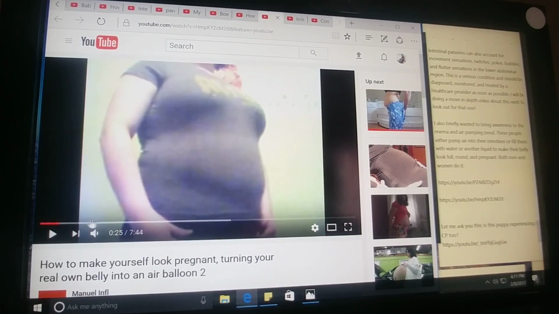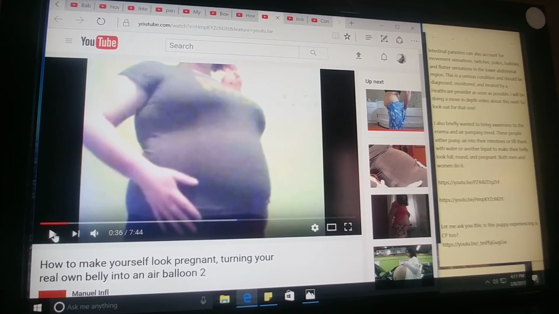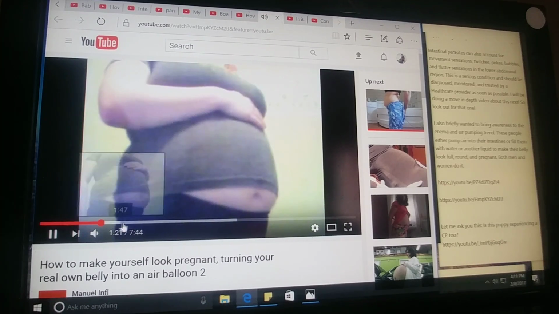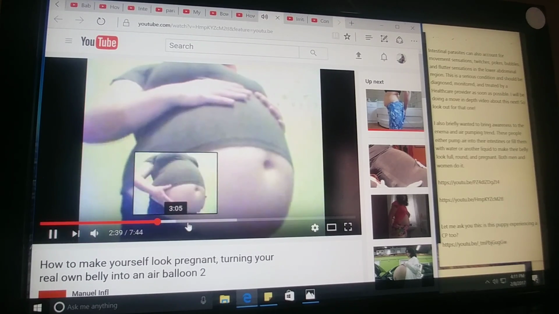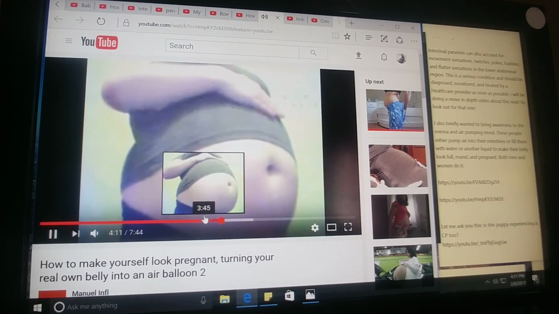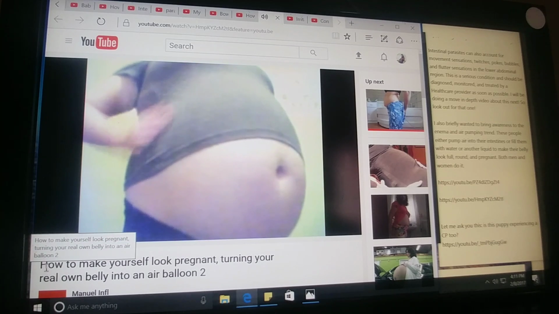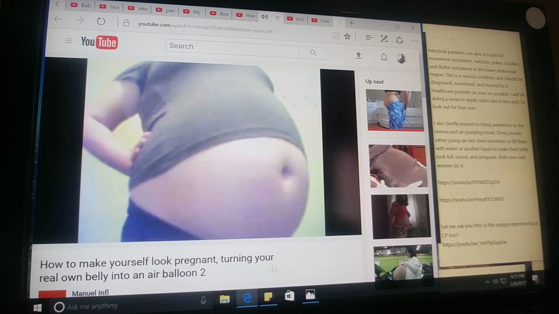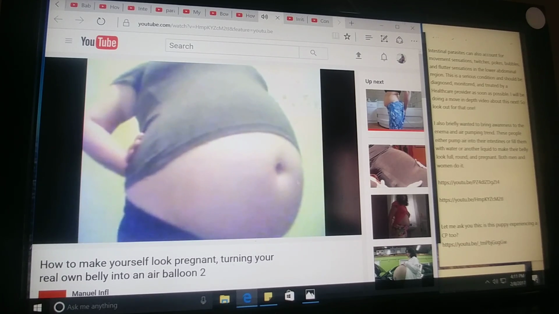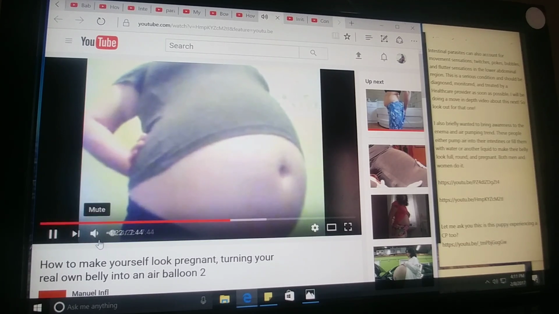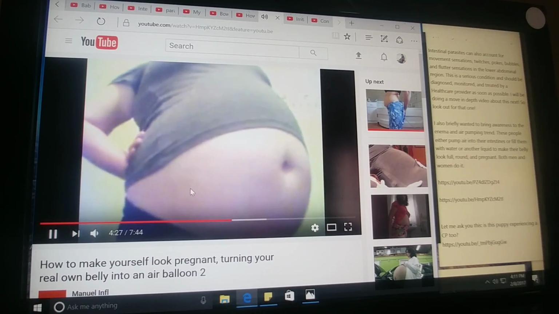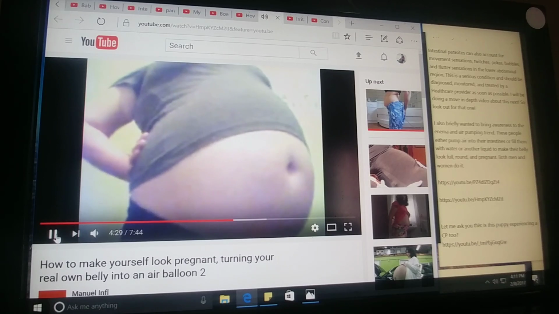But this one's pretty intense because she goes from this to this to this, and this is her filling herself up with air so that she looks pregnant. It's titled, How to Make Yourself Look Pregnant, Turning Your Real Own Belly into an Air Balloon. So she has literally pumped air into her anus, filling up her intestines and colon with air so that she looks pregnant.